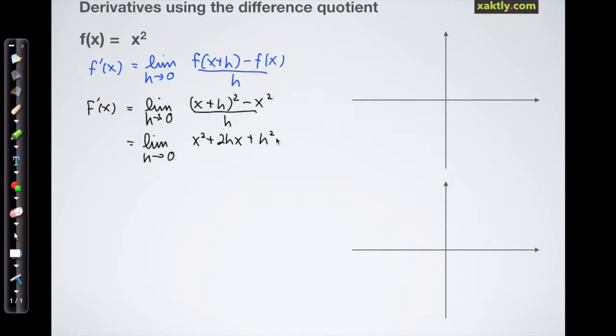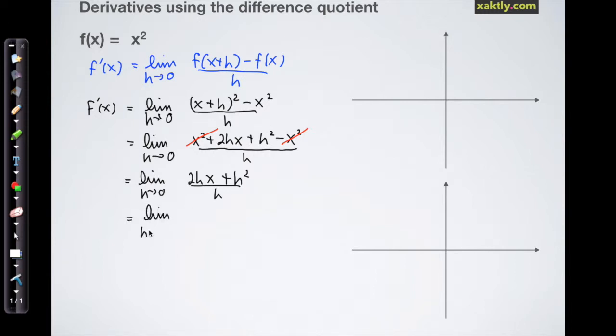So I'll just expand that binomial. It's x squared plus 2hx plus h squared, and then subtract the x squared. You can see those x squareds cancel, and so we can write a simpler limit. And now every term in this limit is going to have an h in it, and that's going to allow us to get rid of that h in the bottom.